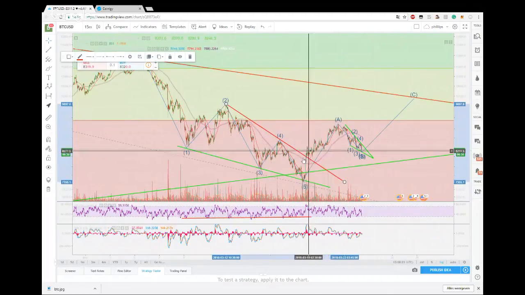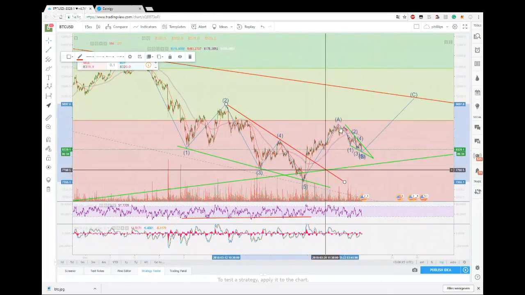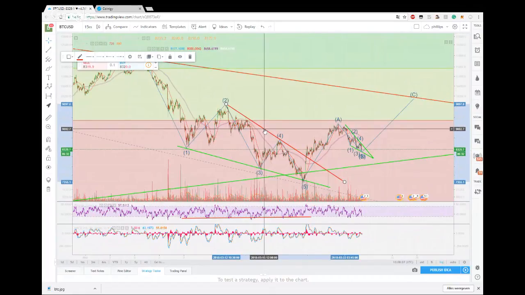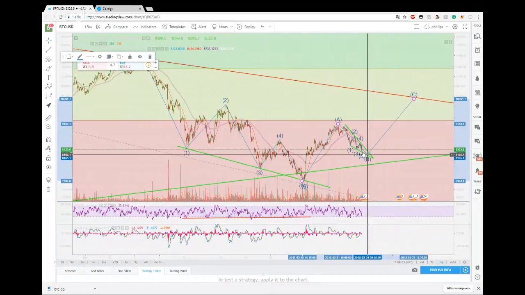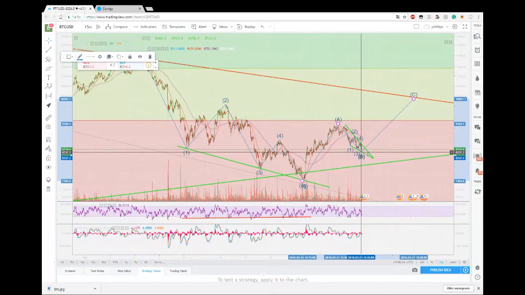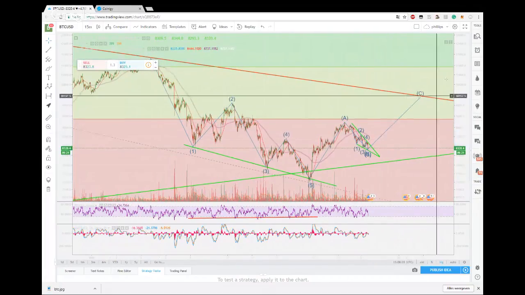We broke out pretty hard. This was the A wave that we just started. Currently, we are forming the B wave. It might go to like 8,200, something like that. Doesn't matter. And then we are going for C.